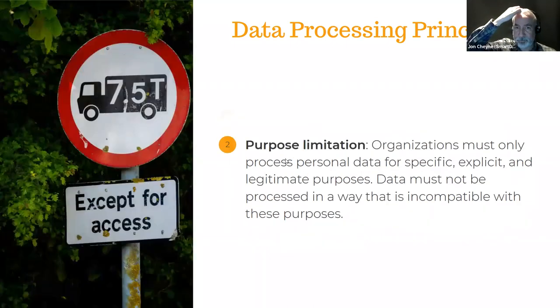Second principle, purpose limitation, right? If you're going to process data, only do so for the purpose you said, not in a way that's incompatible with that purpose. I'll give an example of that. There was a hospital, right? And they wanted to bring a disciplinary against a doctor, and they realized that the doctor was also a patient at the hospital. So they accessed the patient record and found that the person had a drug dependency, and they used that in the disciplinary.